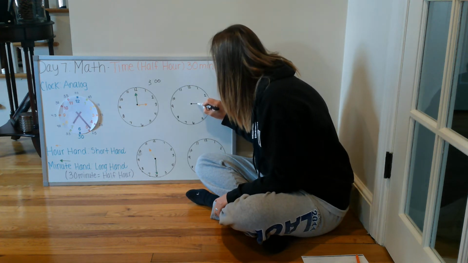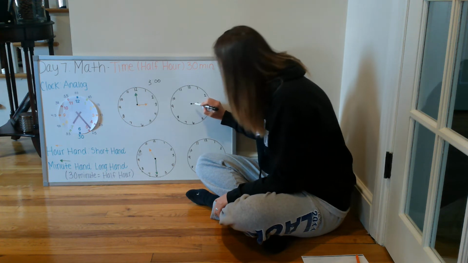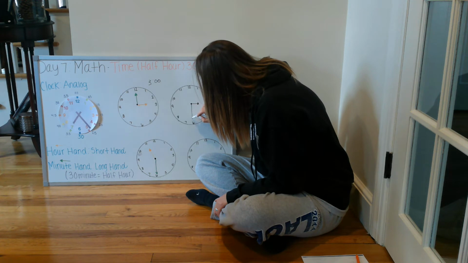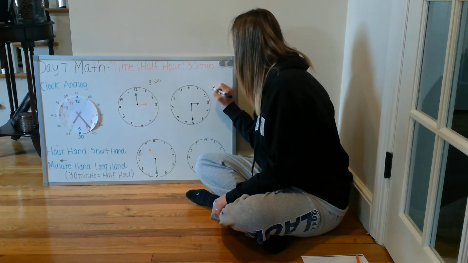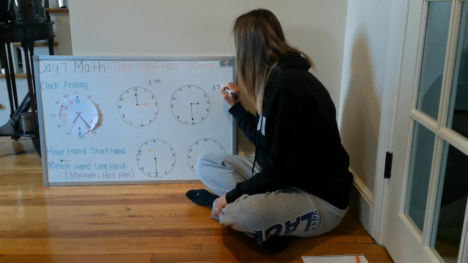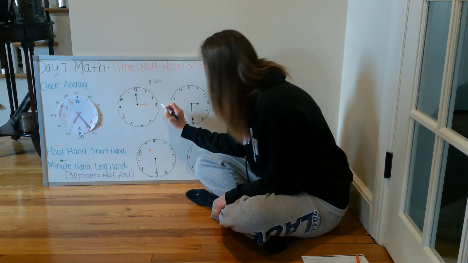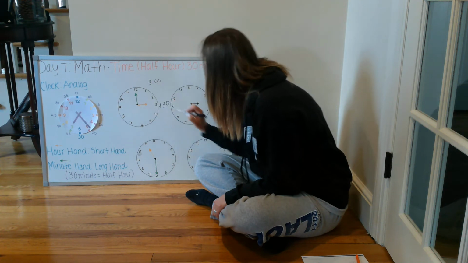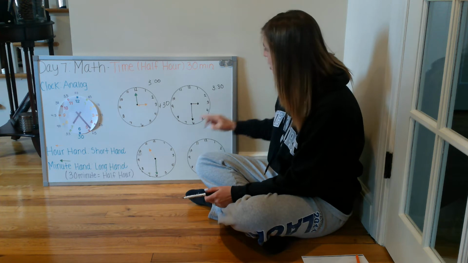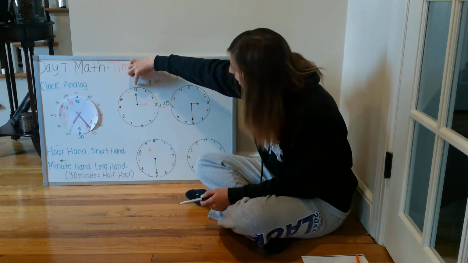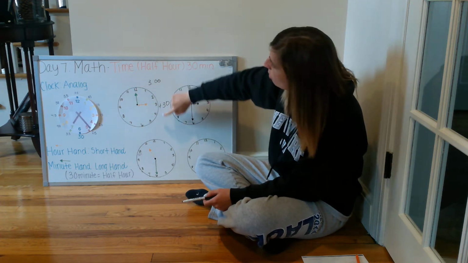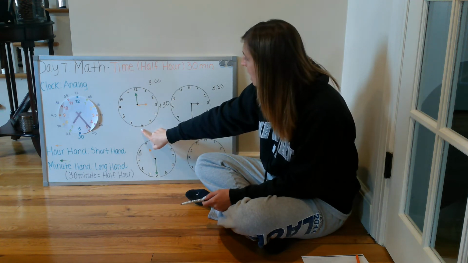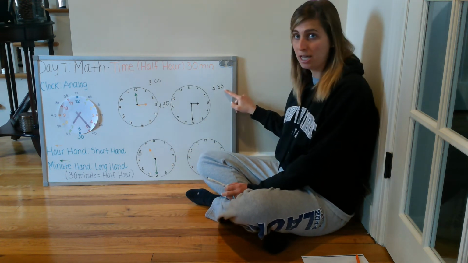My short hand is at the 3, which is still my hour, and now my long hand is going to be at the 6, indicating that my time now is 3:30. I added 30 minutes, so plus 30 I'm going to put in the middle. 30 minutes, okay? 3:30. So I counted by 5, starting at where my minute hand was, all the way till I reached 30. And the time that it brought me to is 3:30.